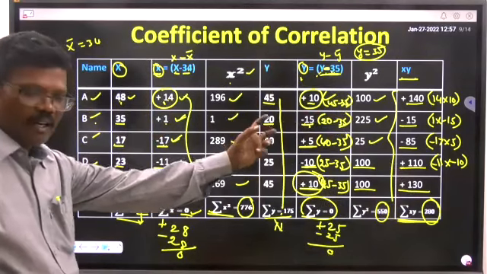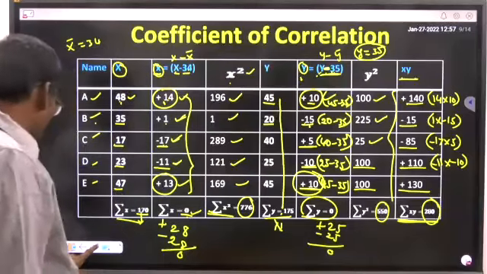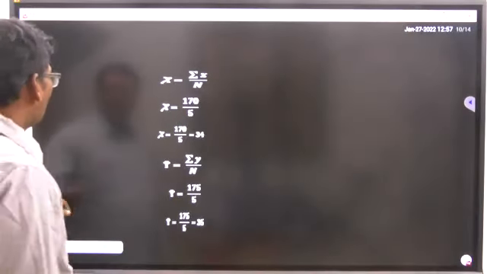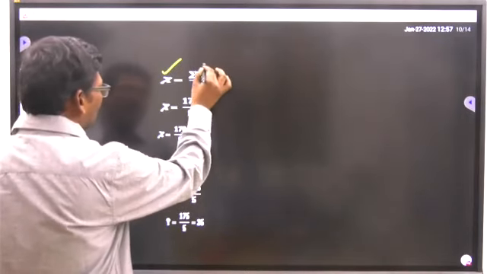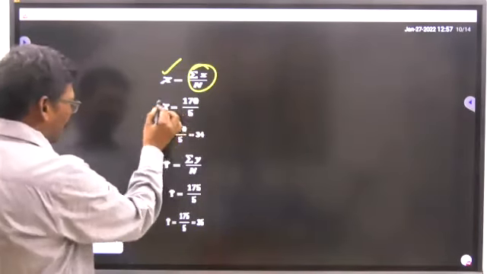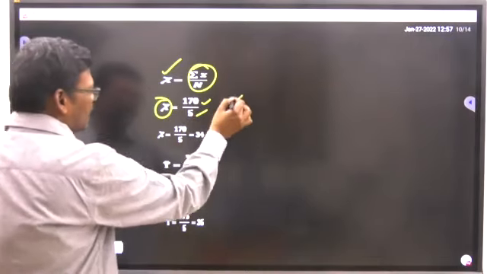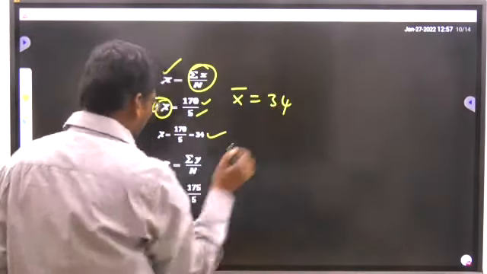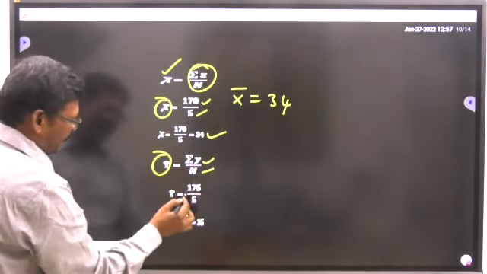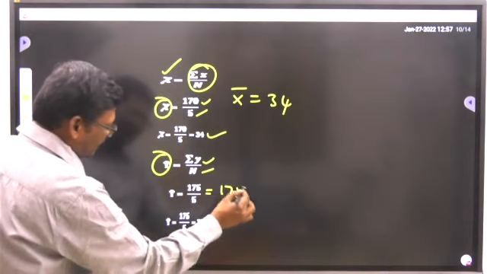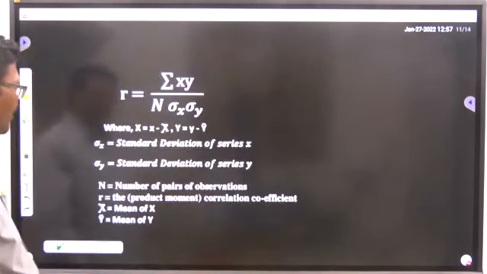Okay, this is the calculation. Now we got all the values. You know what the formula is? So here, x bar is equal to sigma x by n, which I already calculated, 170 by 5, equal to 34. So x bar is equal to 34. For the y series, sigma y by n is 175 by 5, equal to 35. I already told you this.